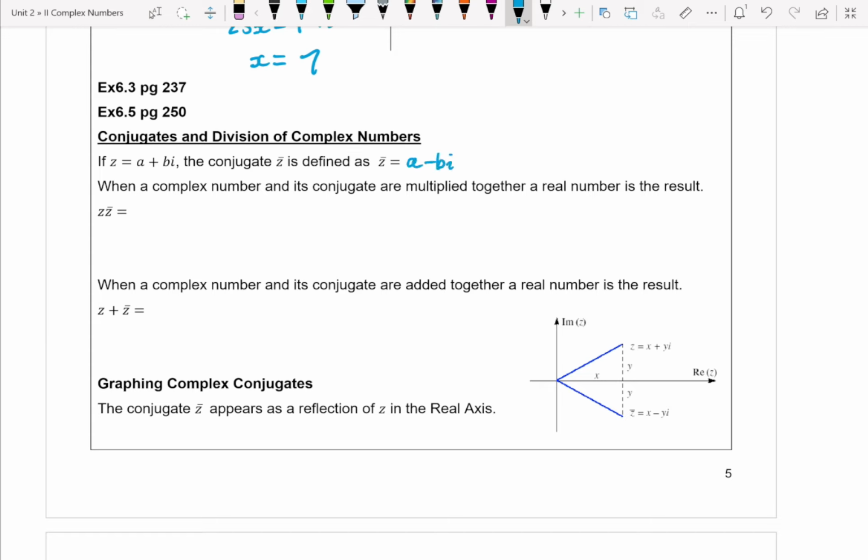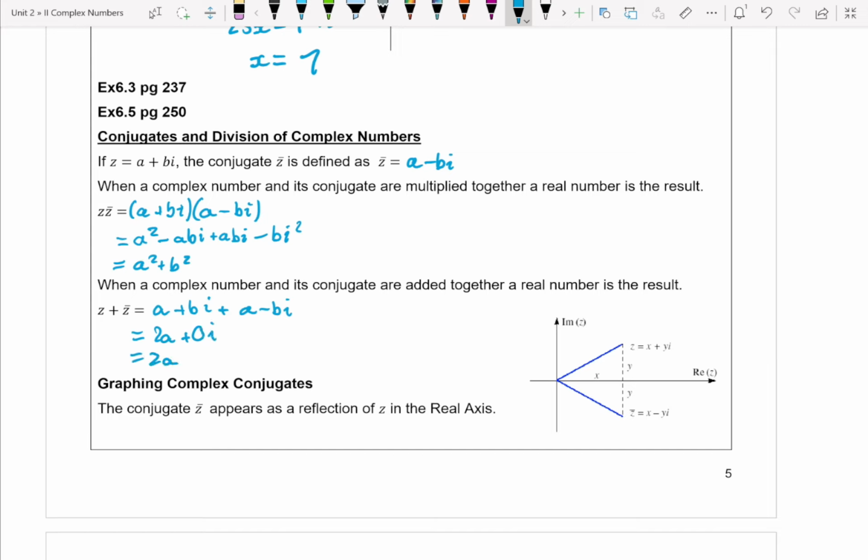And you can see if we have a plus bi and a minus bi, that's a sum of perfect squares, like we explored in the previous video. So a plus bi times a minus bi is going to be a squared minus abi plus abi minus bi squared, which is just a squared plus b squared. Note that when a complex number and its conjugate are added together, a real number is the result, because we're going to get a plus bi plus a minus bi. We'll get 2a plus 0i, which is just 2a.